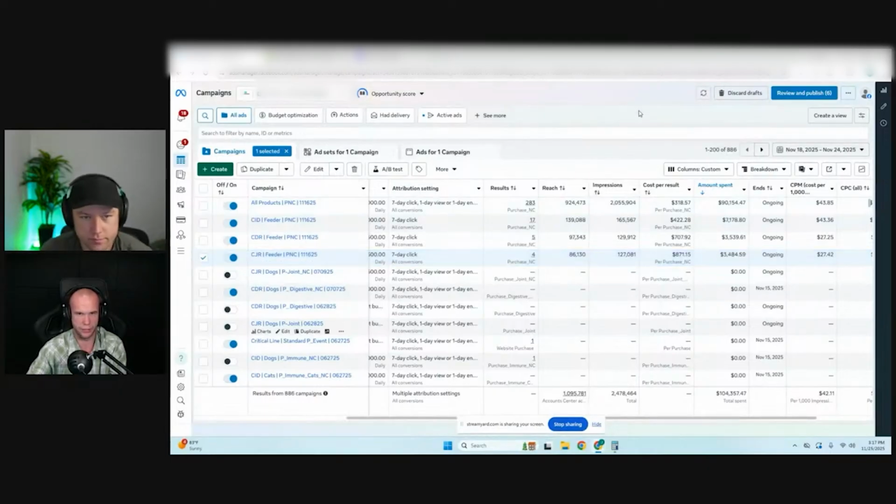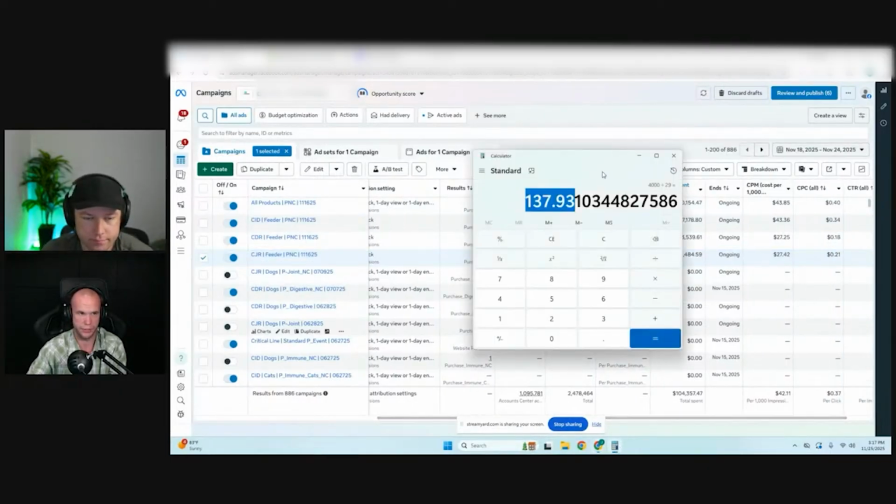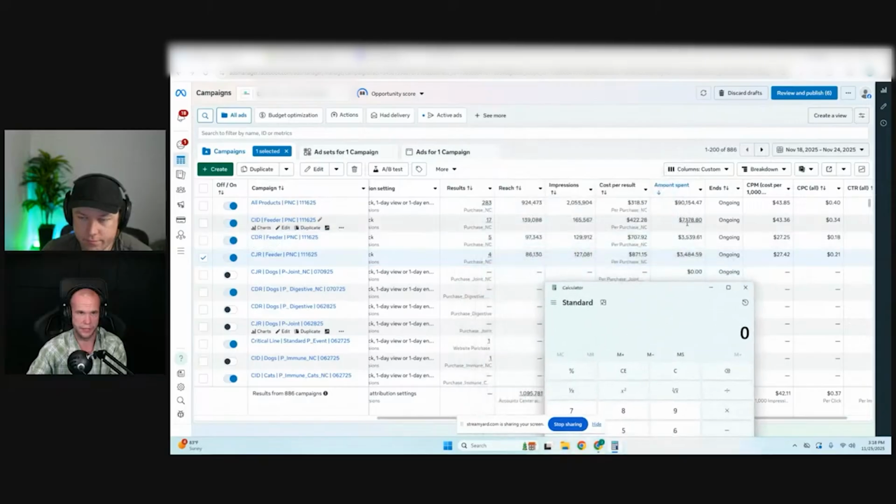And then let me just give you the example as to how we're measuring this. So we do this. We have spent 7,000. No, I'm not going to do immunity. That's easy. Let's do digestive because that's what we're going to try to increase.